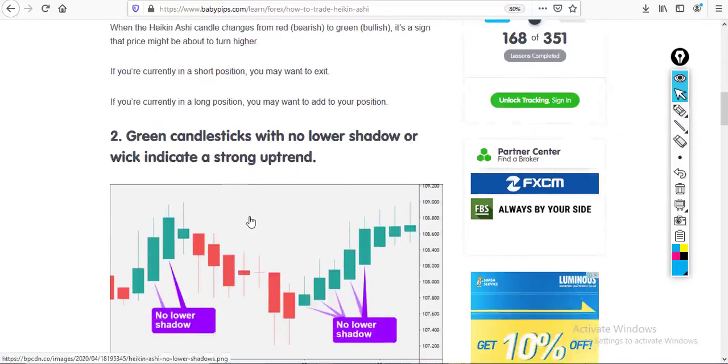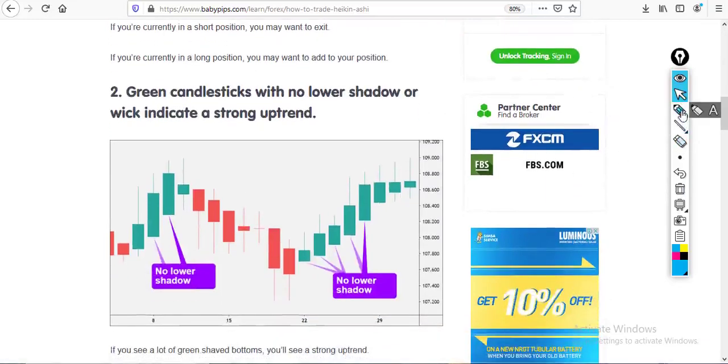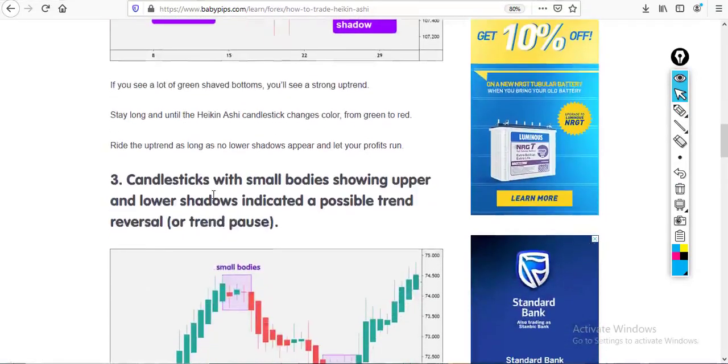And when there is no wick to the top or bottom of a particular candle in a successive range, just know we are either in a very strong bullish phase or a very strong bearish phase of the market. That is what we are seeing here. No wicks to the bottom, no wicks to the bottom. So this tells us that we are in a very strong uptrend market, and you can let your trade ride.